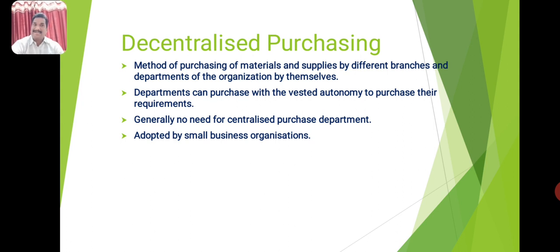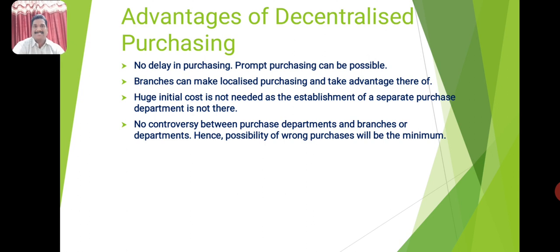So it is the method of purchasing of materials and supplies by different branches and different departments of the organization by themselves. Okay, and the departments can purchase with the vested autonomy to purchase their requirements. With their own independence, they can make purchases on their own. Generally there is no need for a centralized purchase department. In decentralized purchasing, there is no need for a centralized purchasing department, because the production departments themselves can make purchases. Then it is generally adopted by small business organizations where a purchase department is not established and working. Okay, then let us see what are the advantages of decentralized purchasing.